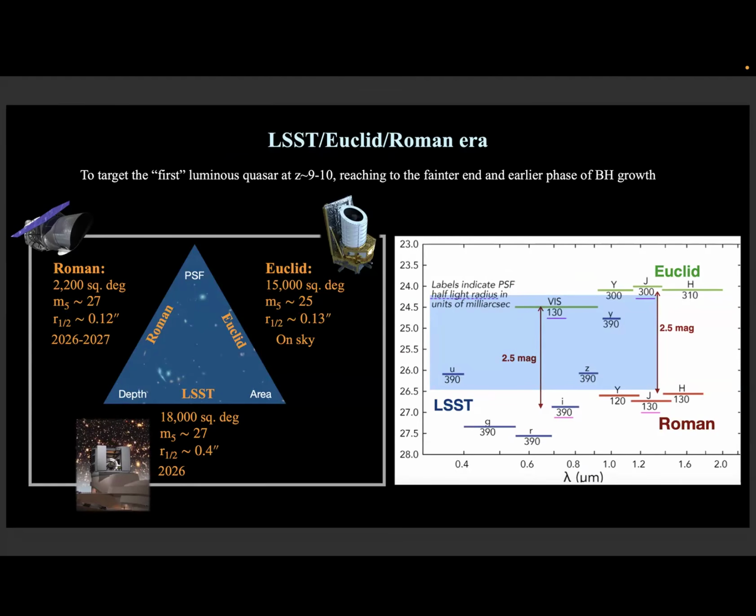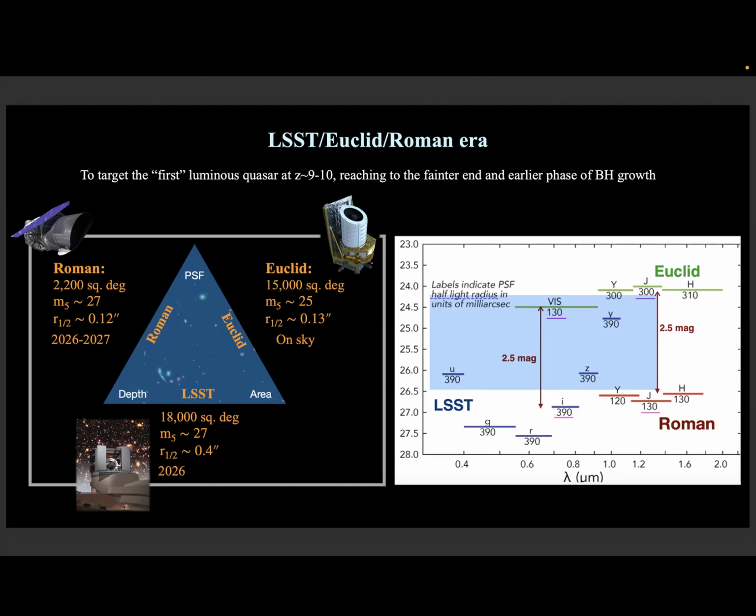We see these surveys are quite different, with different survey areas and different depths. This one is ongoing, and we will have LSST and Roman very soon. We can see they cover different wavelengths, and LSST can play the key role because it is the only one with deep, wide-field optical imaging. Here it's about 2.5 magnitudes deeper than Euclid's optical band, and Roman is much deeper in the near infrared.